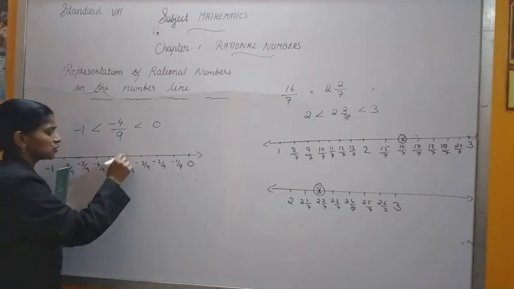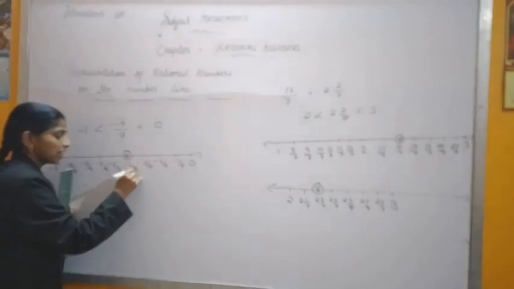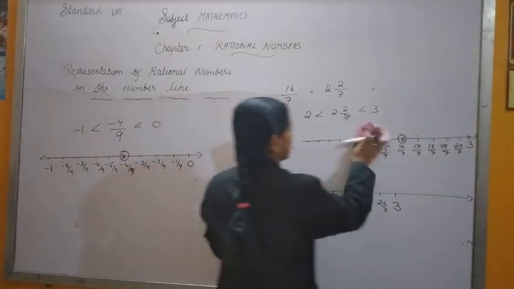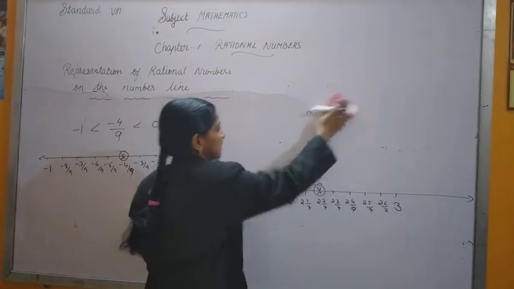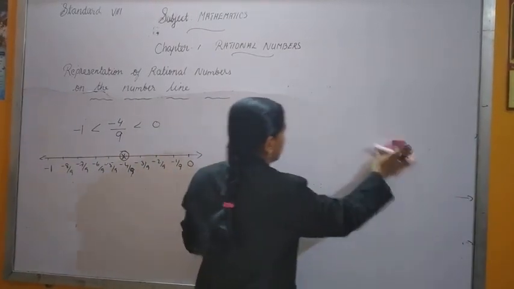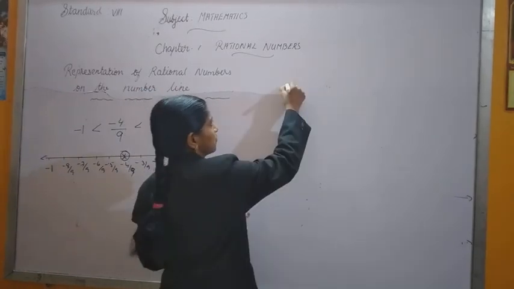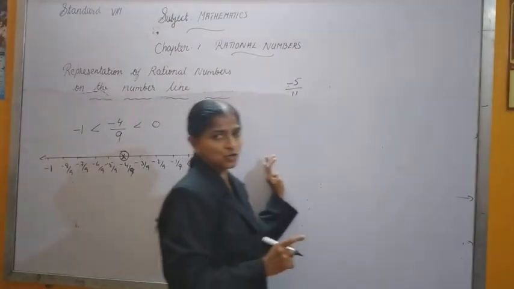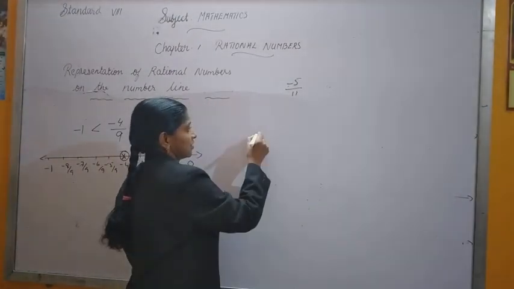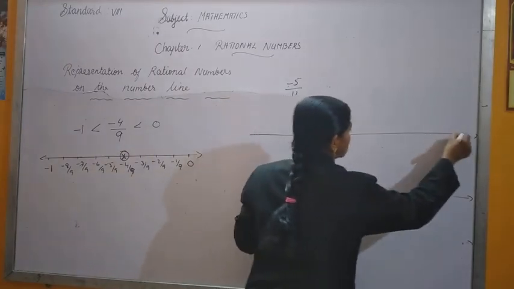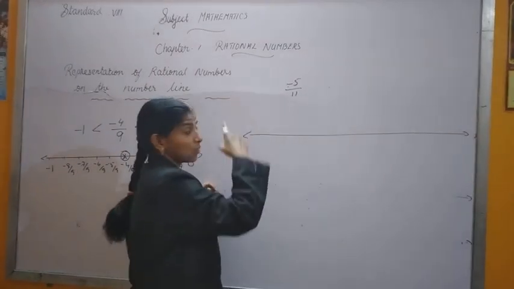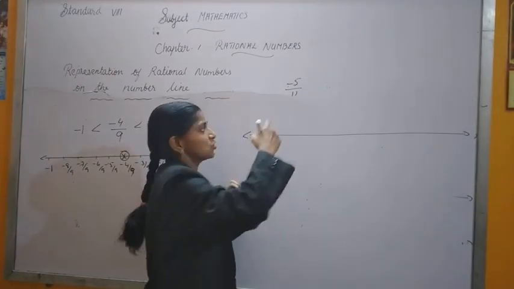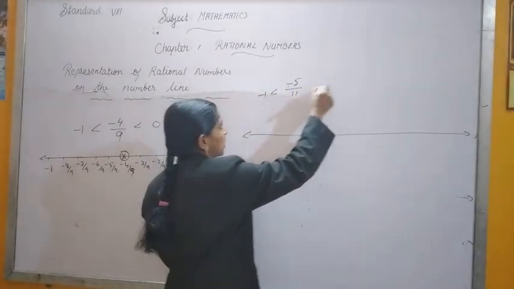So here we should represent minus 4 upon 9. So we get this point. Then one more example: how to represent minus 5 upon 11. For this, when you draw a number line, you should use a scale and pencil. Draw a line like this, and it's a negative rational number, a proper fraction. So this number is between minus 1 and 0.